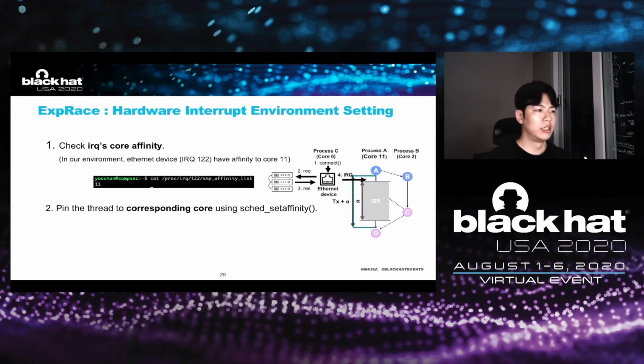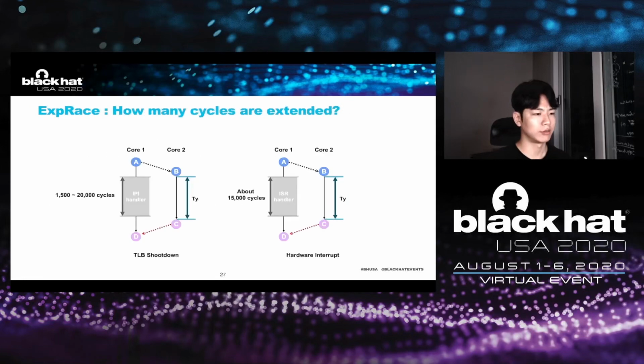If the process C calls the system call that sends a request to a device and the IRQ is delivered in the middle of the time window X, the time window X is extended by the interrupt service routine, and we can execute the instructions in the desired order.